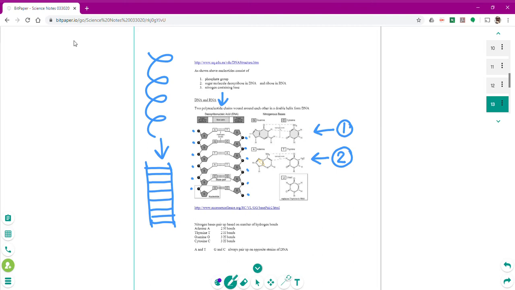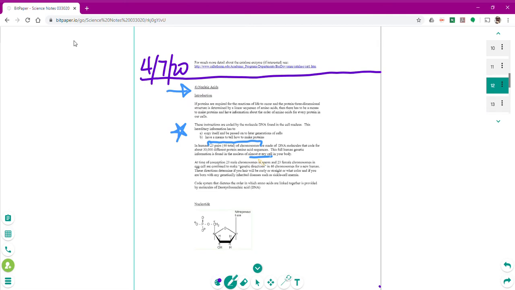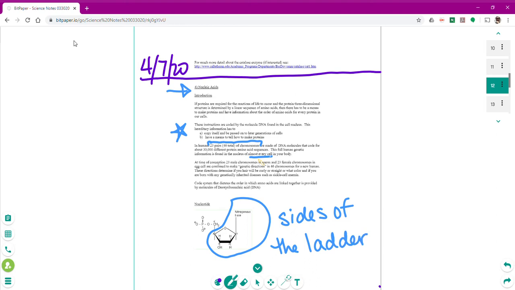There are 4 nucleotides, okay? And this right here, hold on. Oh, excuse me. Let's go back up. All right. So if you see this right here, this part is the sides of the ladder, okay? And this part, the actual nucleotide, is the rung of the ladder, okay?